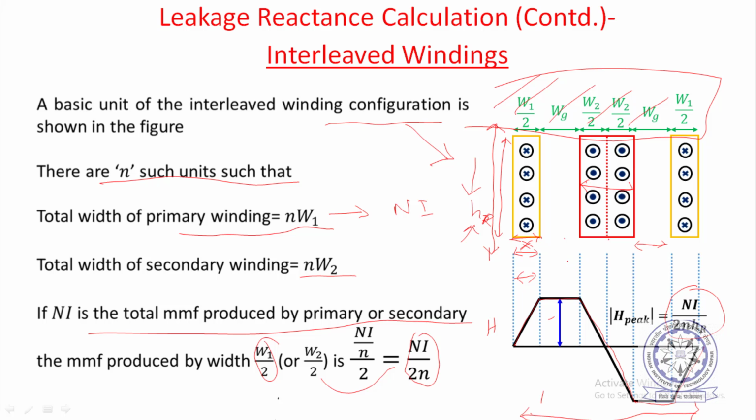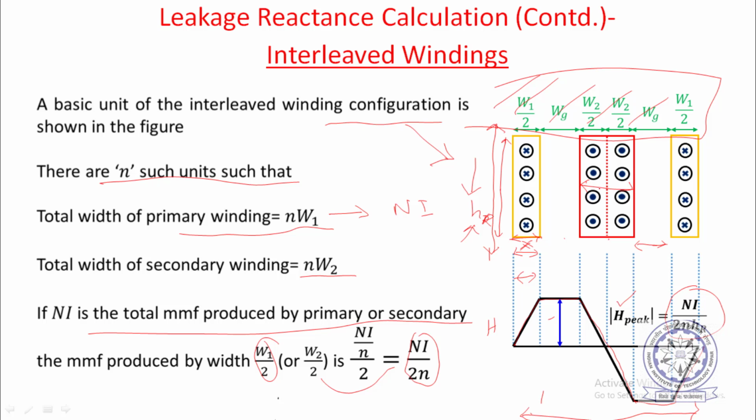So if you divide MMF by Rogowski height, Ni by 2N is the MMF, and Ni by 2N HR is the H, that is the magnetic field intensity. If you divide the MMF by the Rogowski height, you will get the magnetic field intensity. So the field intensity is also trapezoidal in nature. So this is one cycle. One cycle consists of one full W1 and one full W2.